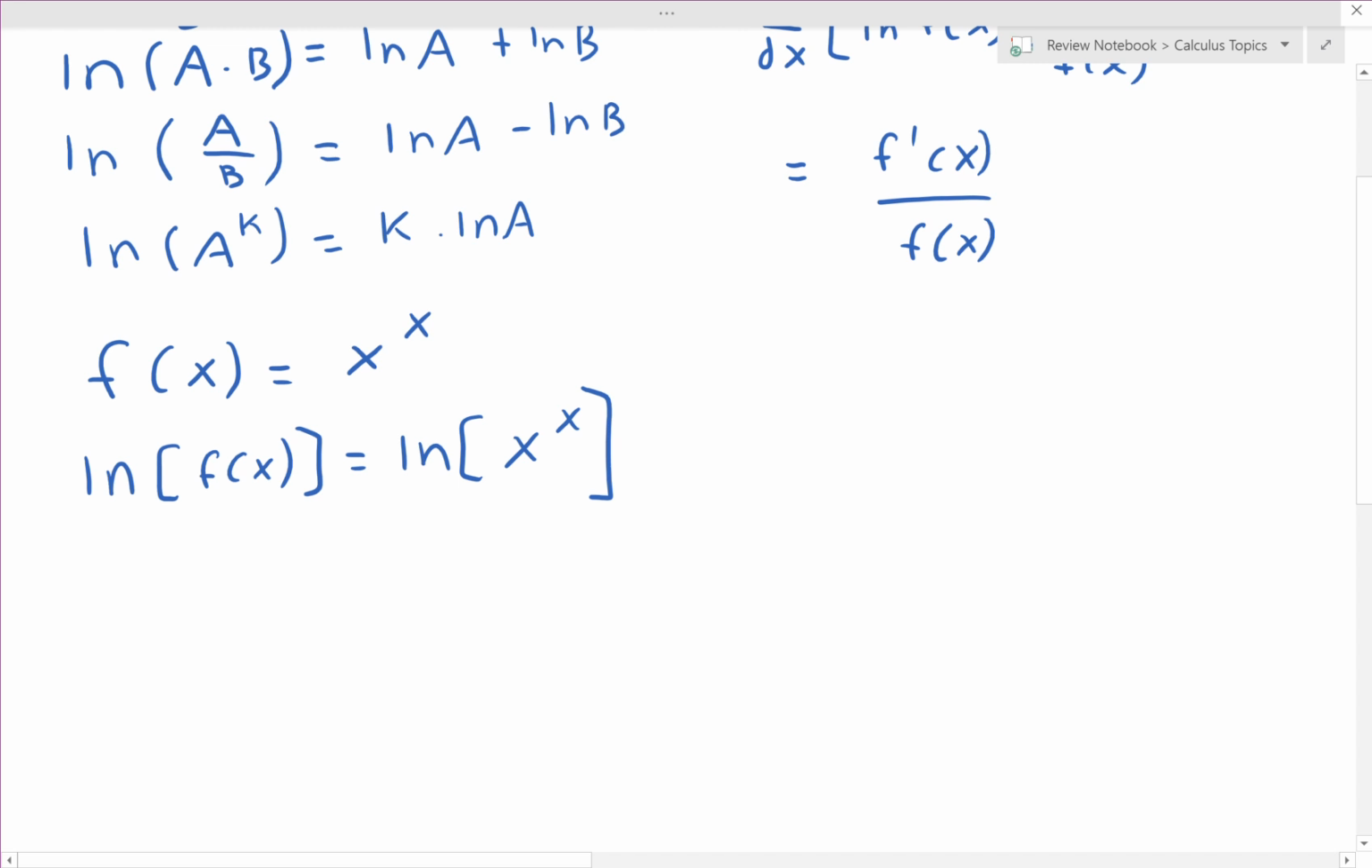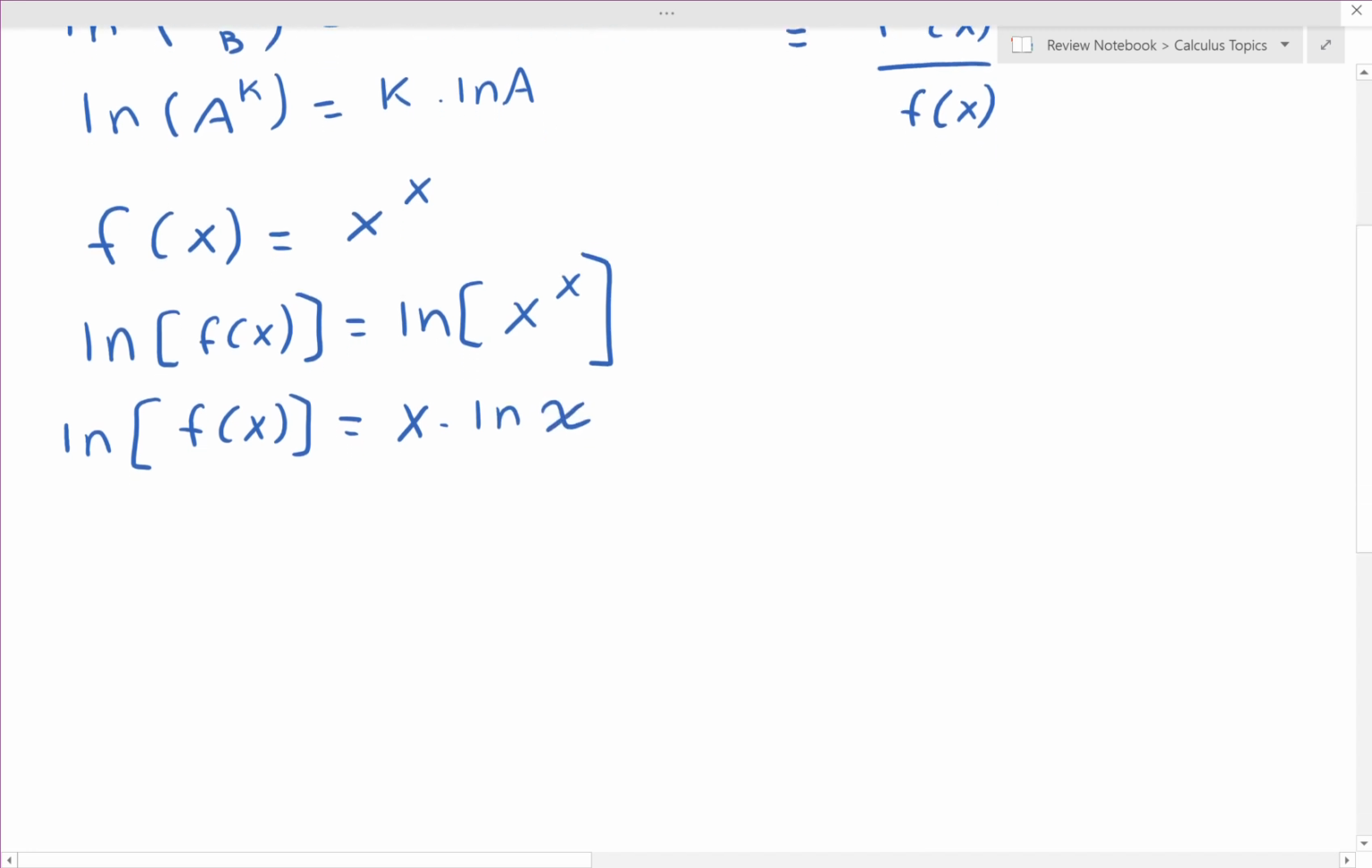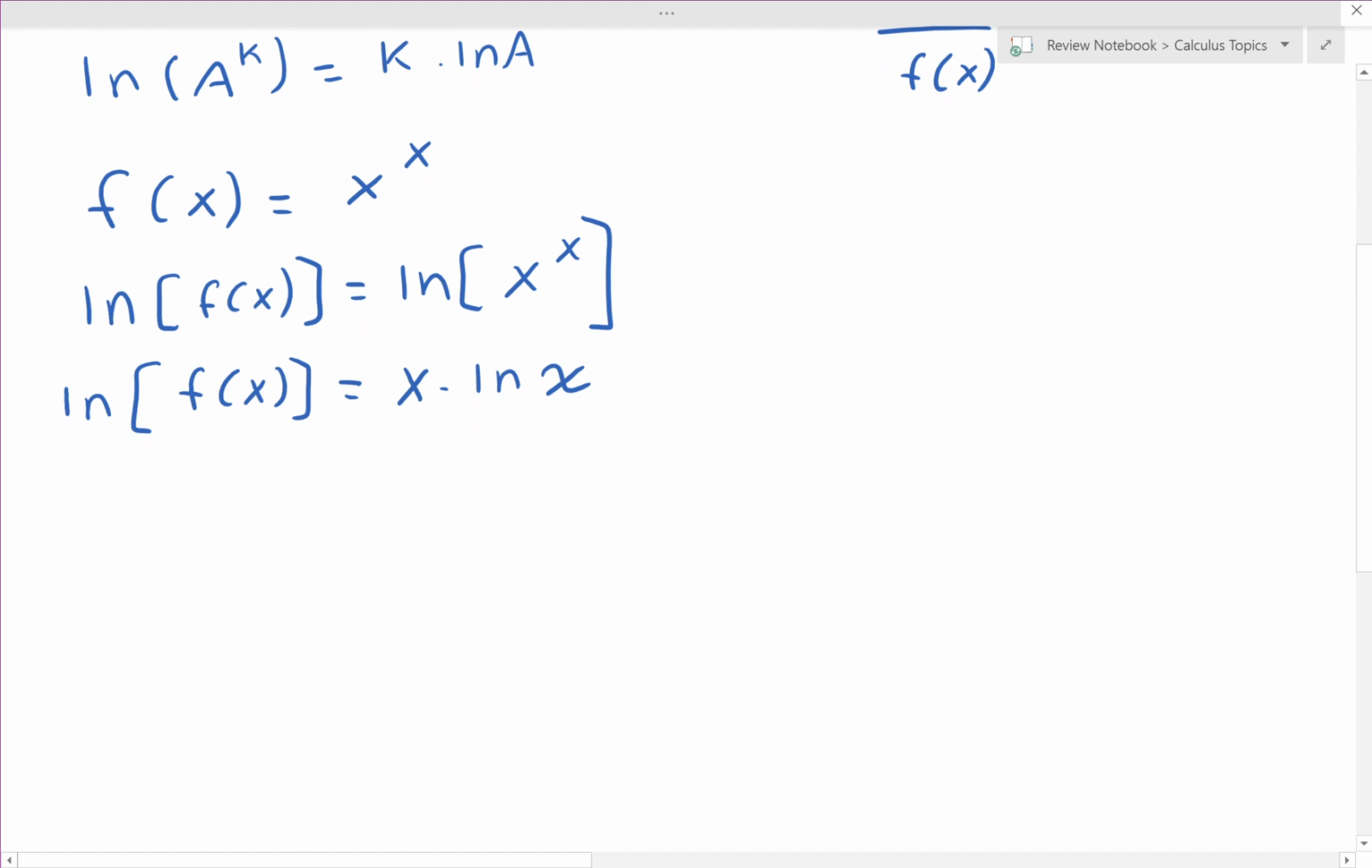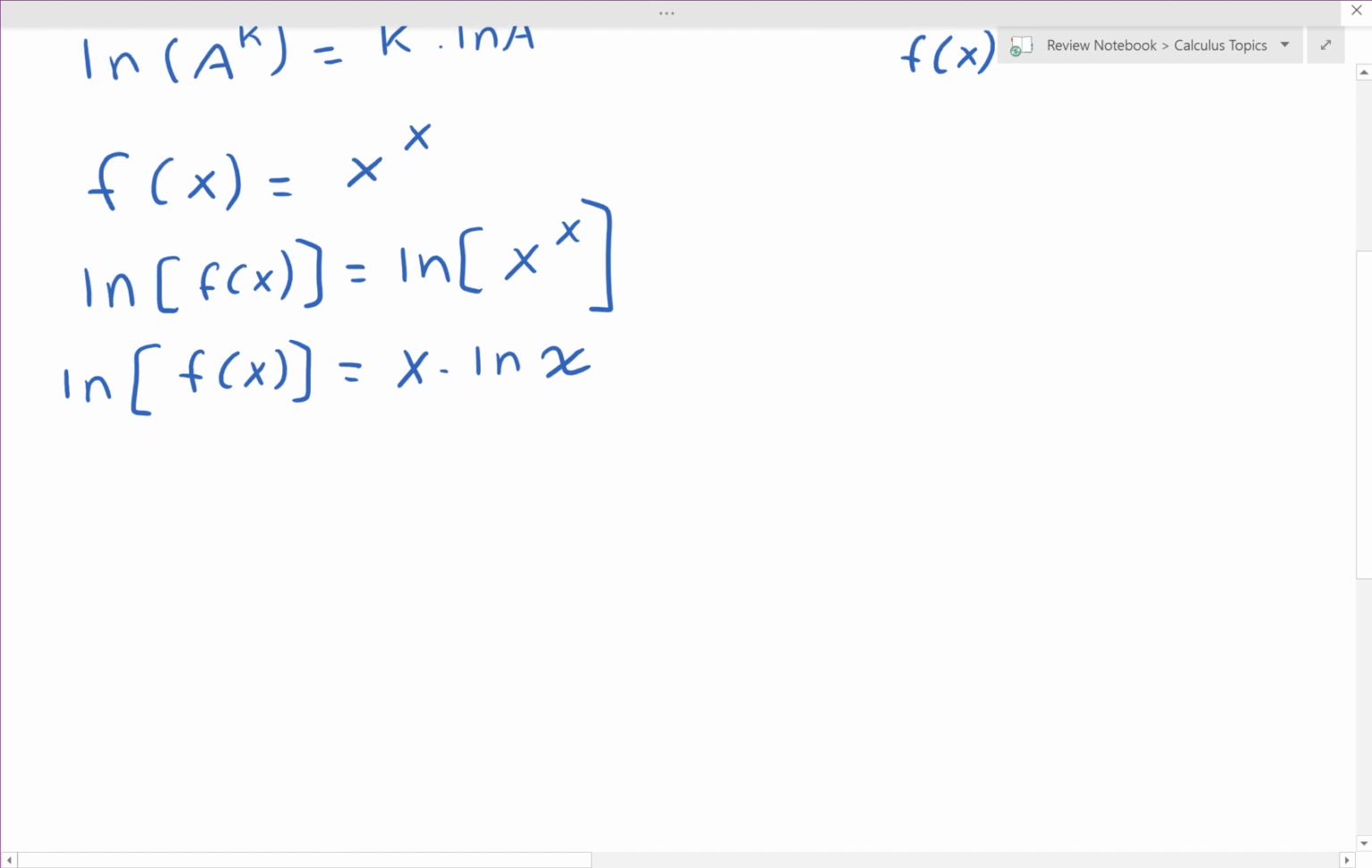So we see this rule right here. When we have a function to a power, we can put it in front. So ln f of x equals x times ln x. So now let's derive both sides. Deriving the first side, so now derive.